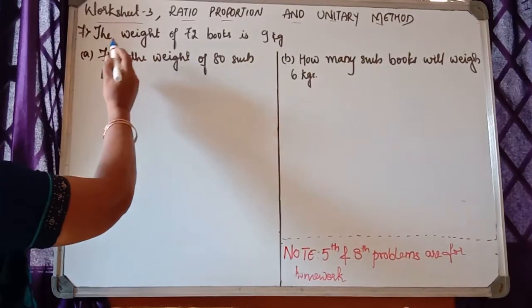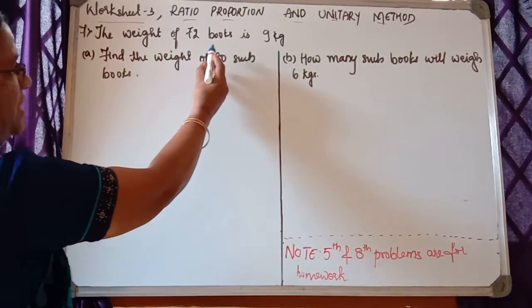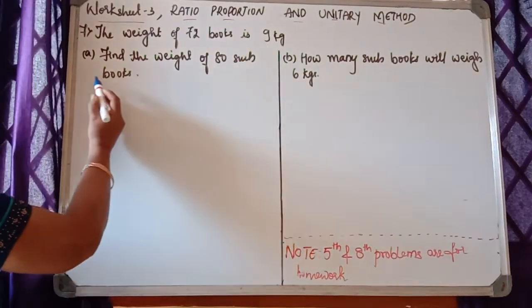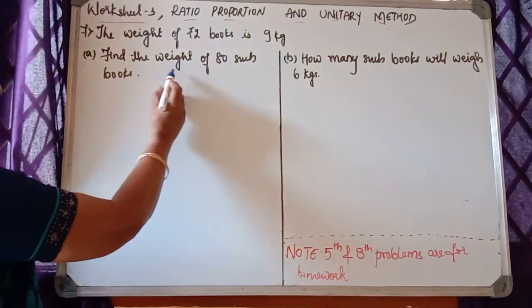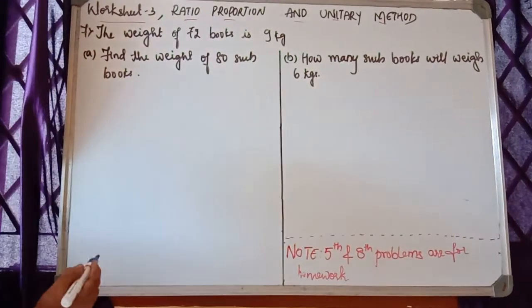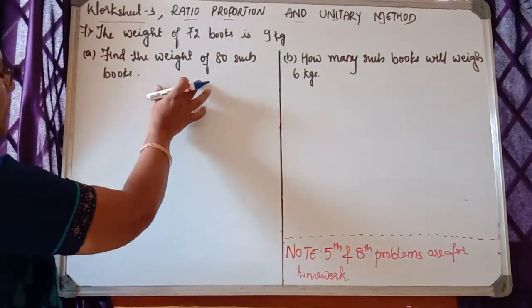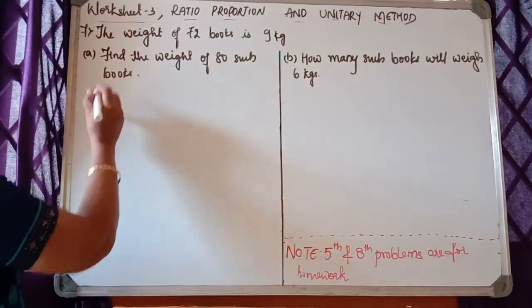Now to solve the 7th sum. The weight of 72 books is 9 kg. Under this there are 2 sums. First sum, find the weight of 80 such books. First we have to find out the weight of 1 book. So what will we do?